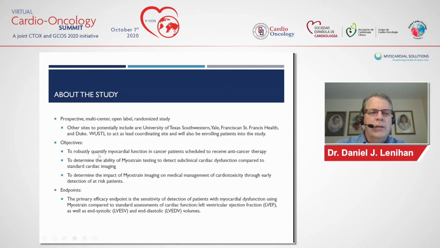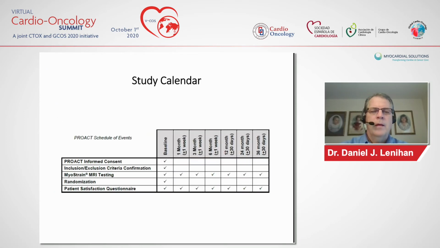We are trying to robustly quantify myocardial function in patients undergoing anti-cancer therapy, and we want to determine the ability of myostrain to detect subclinical cardiac dysfunction. This is the study calendar, which is highlighted here. You have baseline assessment, 1 month, 3 months, 6 months, 12 months, and yearly thereafter.